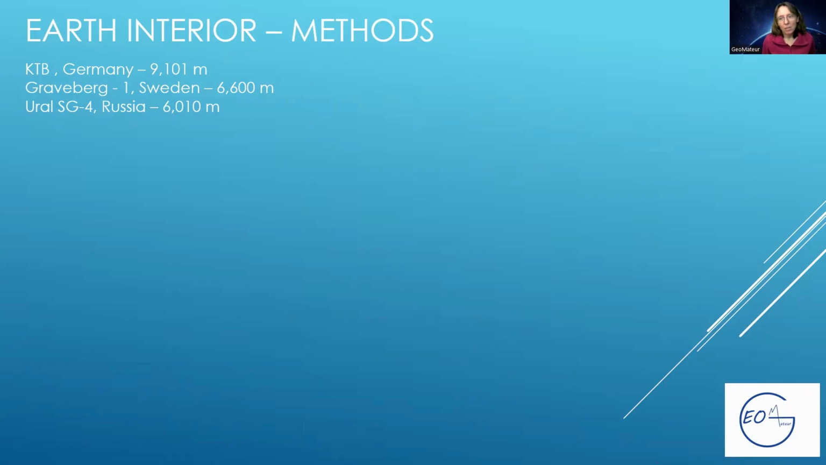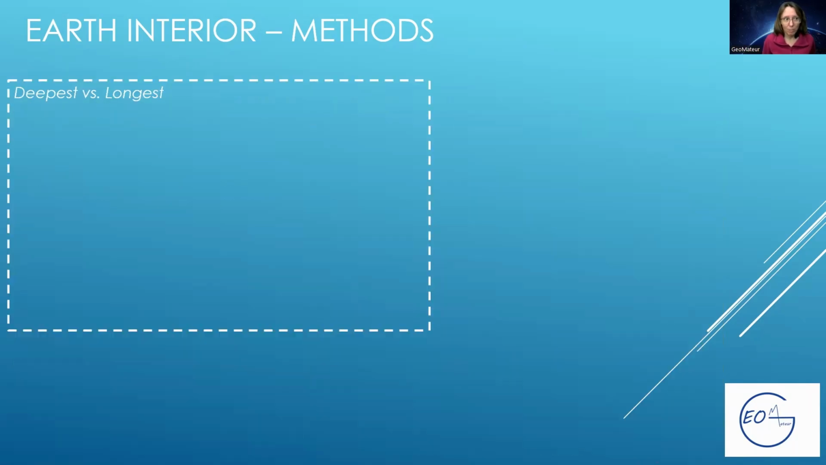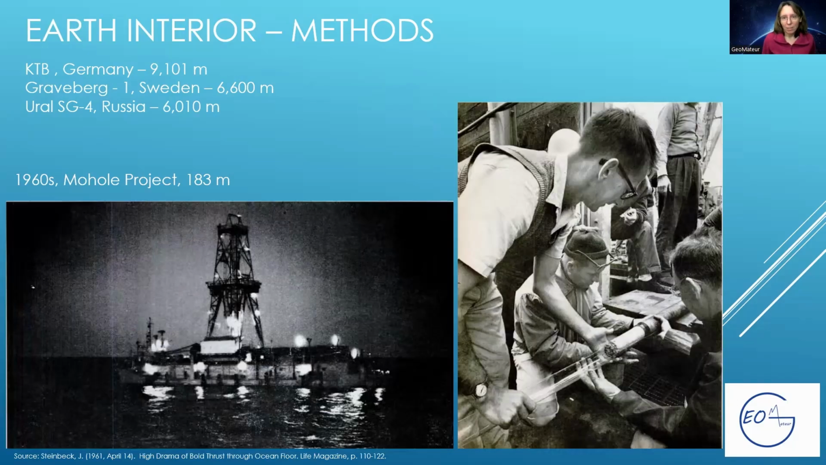There were some similar projects, but they didn't achieve 12,000 meters. There's also an interesting project called Moho done in the 1960s. Although the depth wasn't impressive, 183 meters, it was a precursor of deep sea drilling project and other continuation projects. It also showed that drilling at the bottom of the ocean was possible. That was the base for the oil companies.